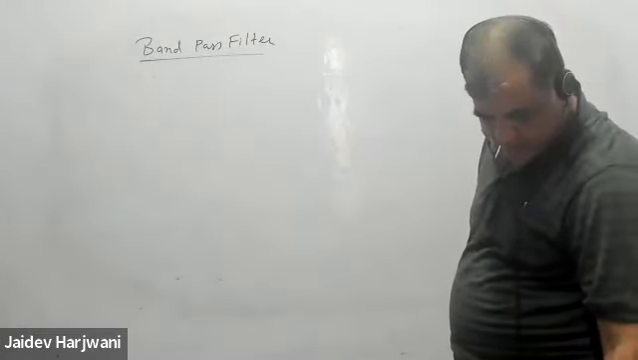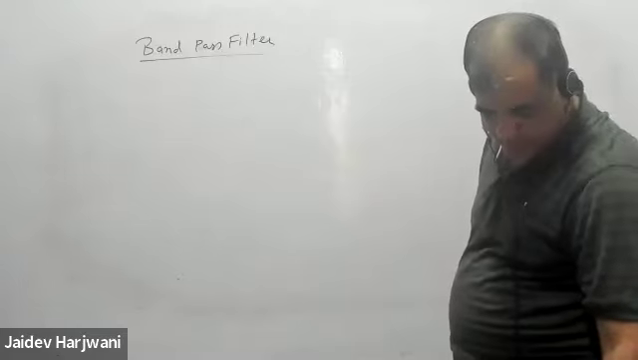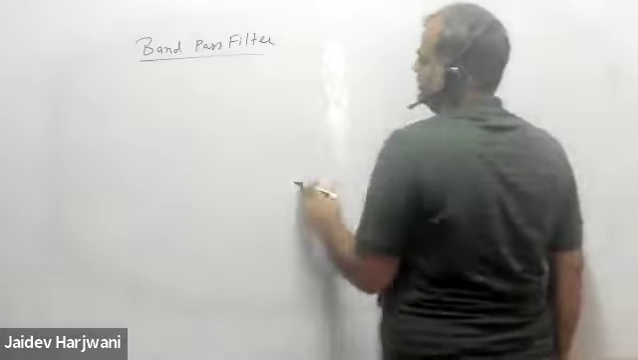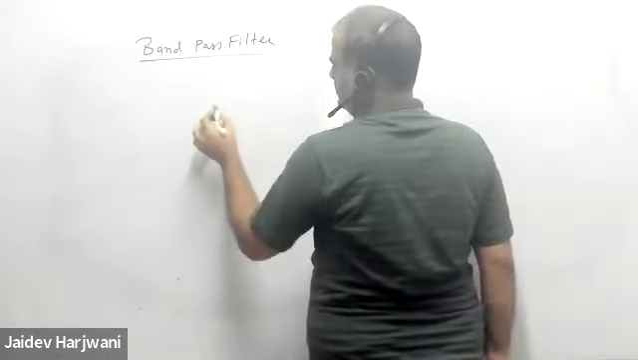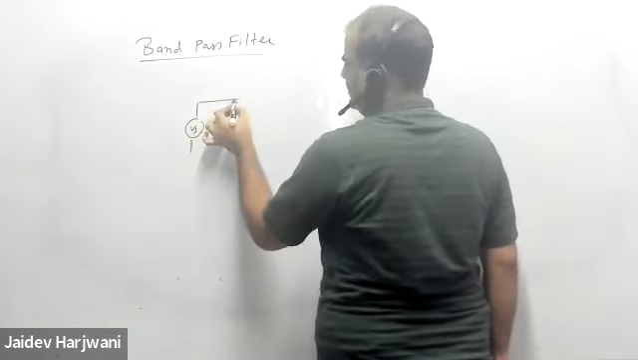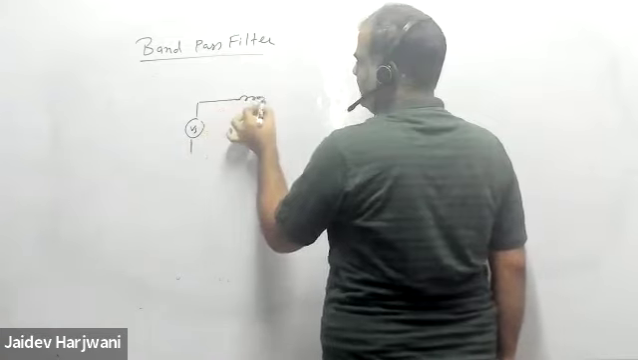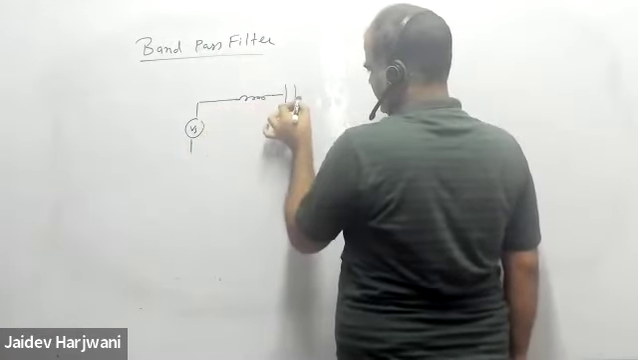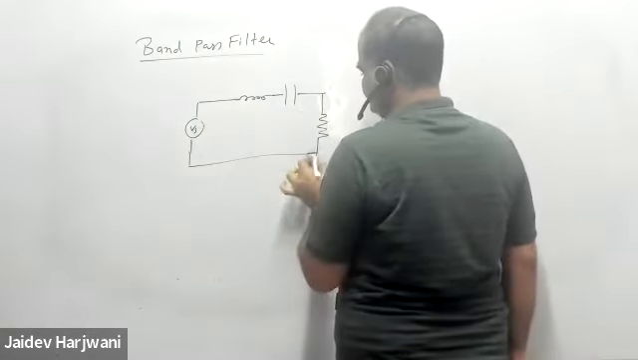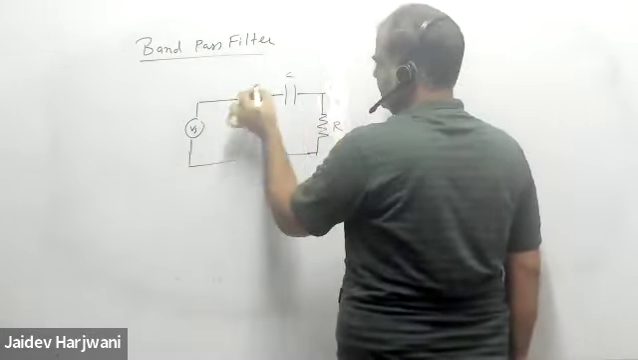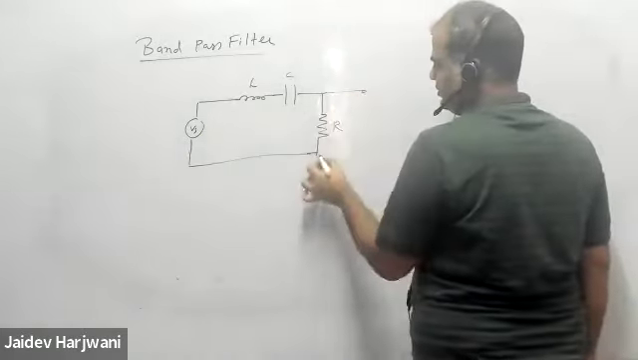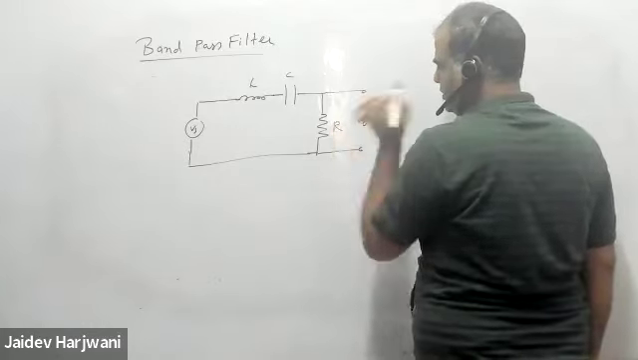So now we'll see how to do band pass filter. Suppose you have a source Vs and here you have an inductor, capacitor and resistor, here C L. Okay, and here I'm taking the output across the R.